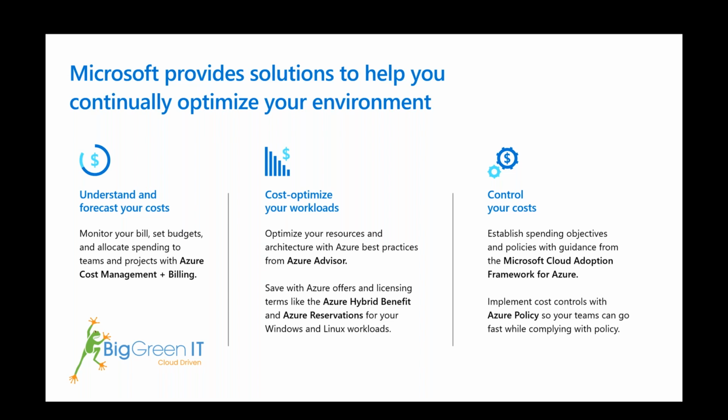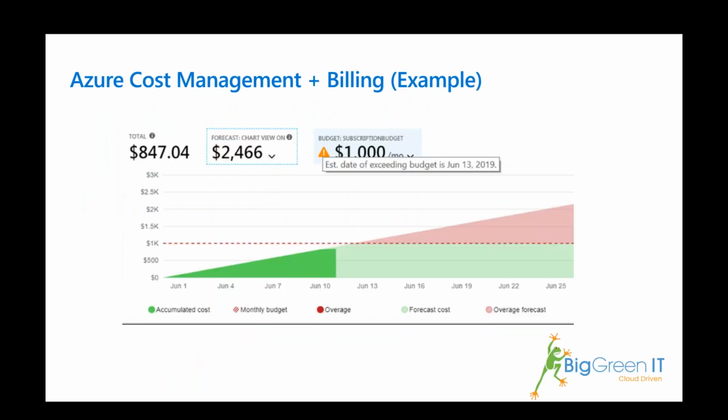And then next here, I'm going to show you this slide here, Azure Cost Management plus Billing. So here's an example. This is from a Microsoft website, so I just copy and pasted it. This actually isn't anybody's data. But you can see here for the month of June, where we are is June 10th, and they're at about $847 for the month. They're forecasted $2,400 for the month, and then their budget was $1,000. So now they're going to be over this. There's an overage forecast.